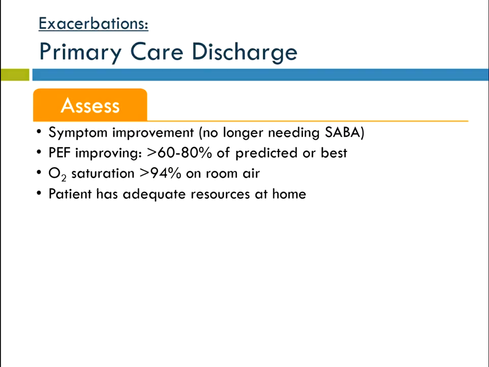If the PEFs are improving, so we're just trying to get to like 60% or greater, we're okay to be in the yellow zone. We just don't want to be in red. Okay? 60 to 80% of their best. Their O2 sats are at that 94% or better, and they're able to maintain that on their own. And they have adequate resources at home. They don't have any refills of their ICS. If they don't have any drugs at home, if they don't know how to take it, we need to get that fixed before we send them home.